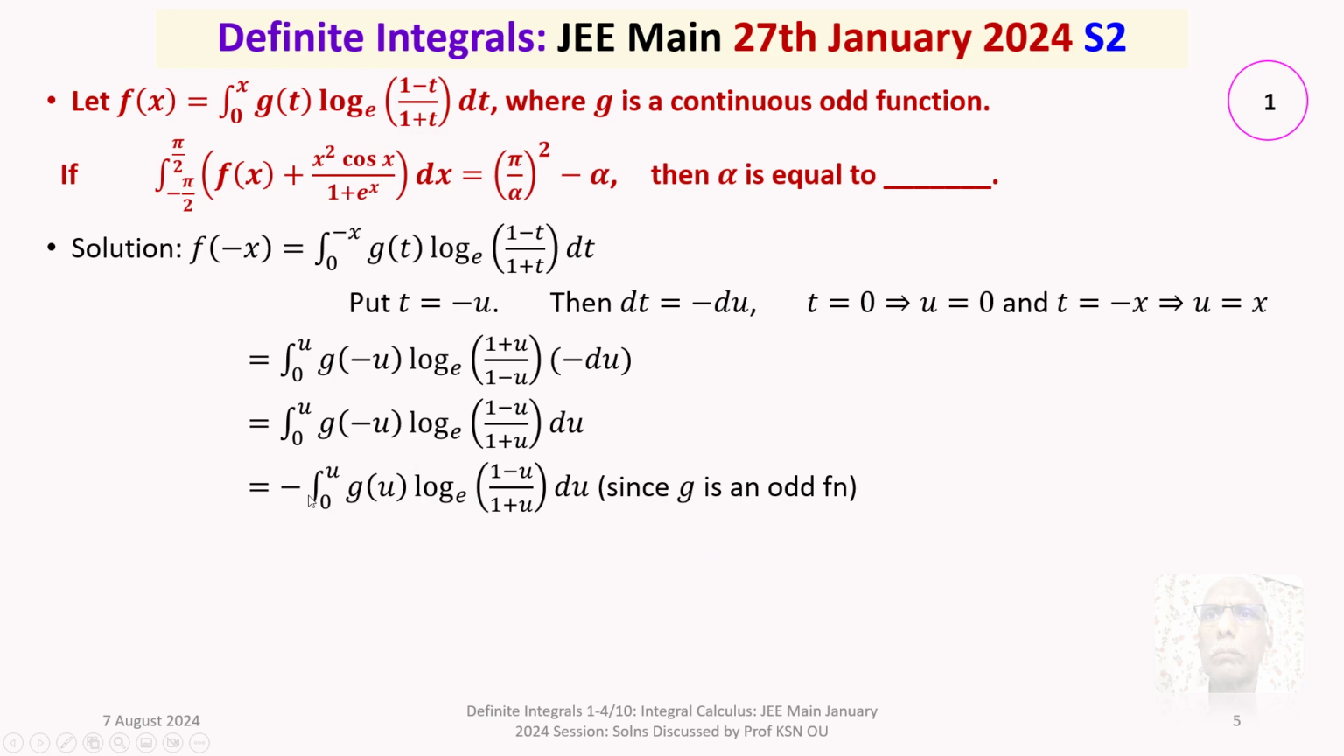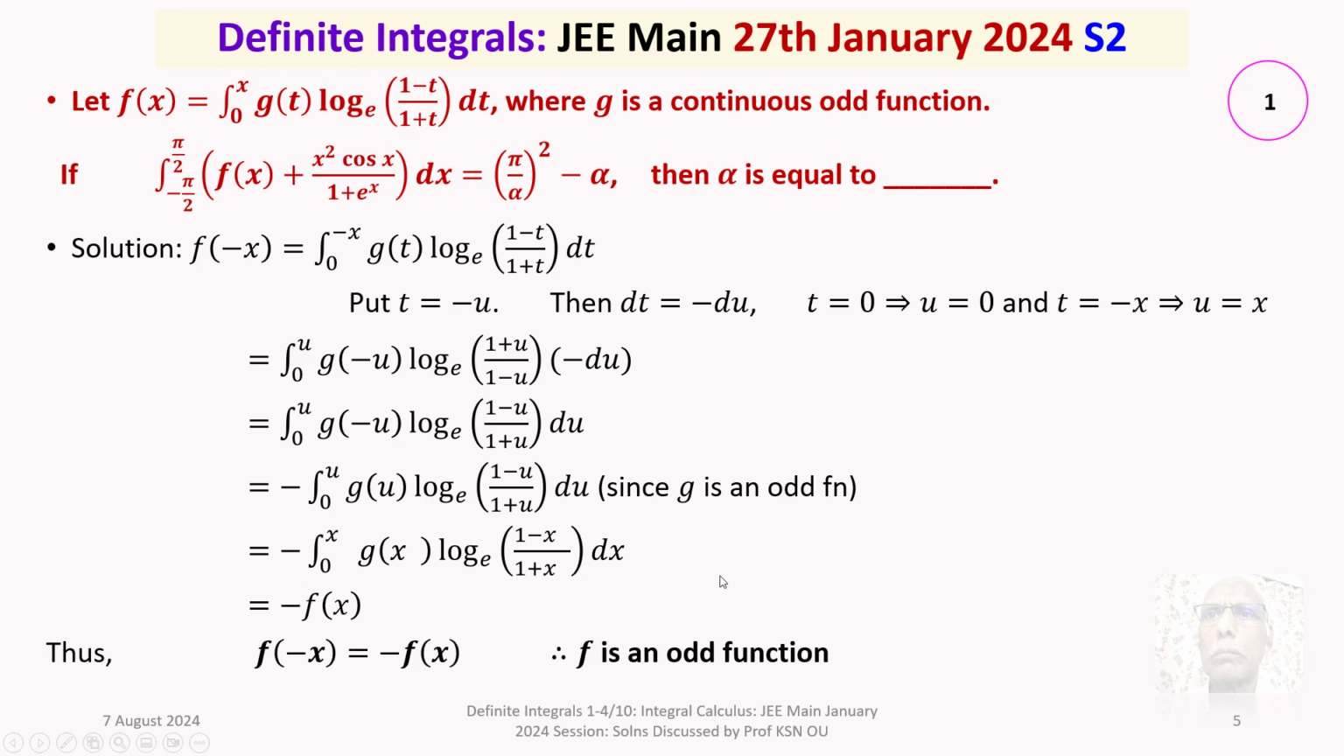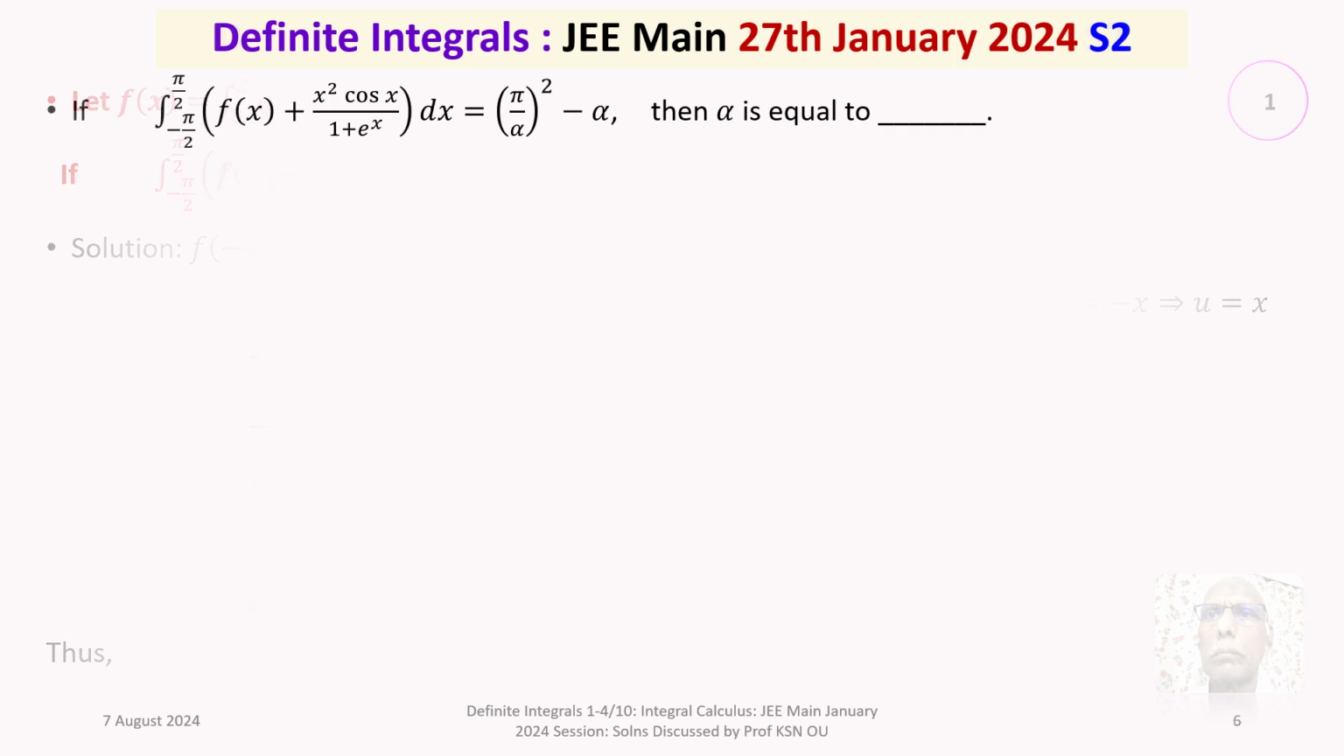So this will be minus integral 0 to x of g of x log base e of (1 minus x by 1 plus x) with respect to x. This is none other than minus f of x. So f of minus x is equal to minus f of x. Therefore it is also an odd function. We continue in the next slide. So we have seen that f is an odd function.